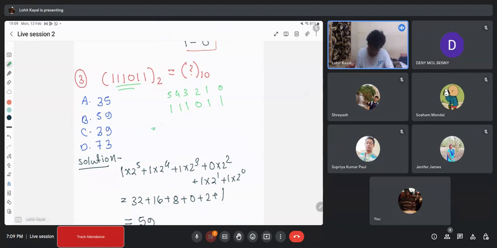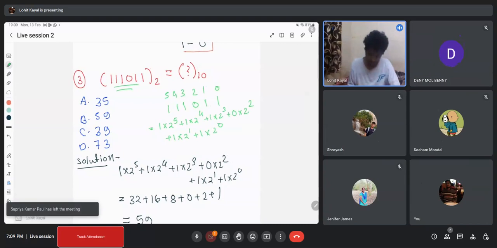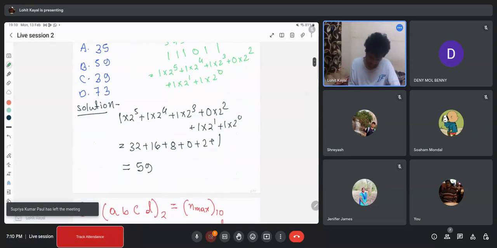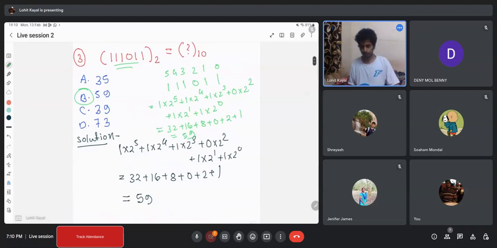So what will be the answer? 1 into 2 to the power 5 plus 1 into 2 to the power 4 plus 1 into 2 cube plus 0 into 2 square plus 1 into 2 to the power 1 plus 1 into 2 to the power 0. Right? So the answer will be 32 plus 16 plus 8 plus 0 plus 2 plus 1 equal to 48, 56, 58, 59. So this is the correct answer.